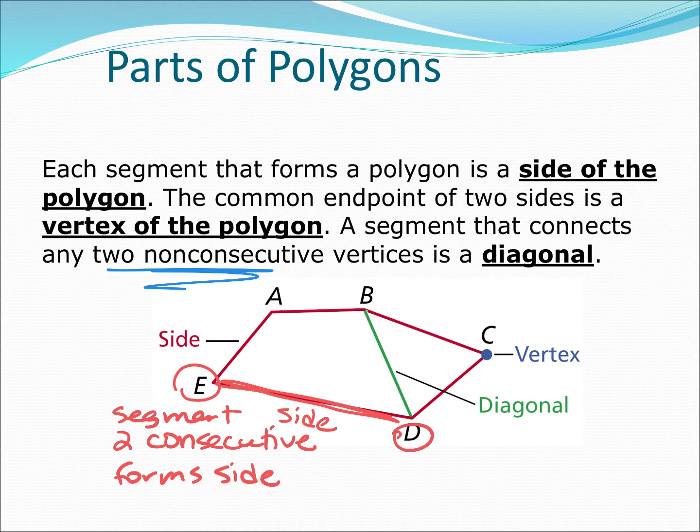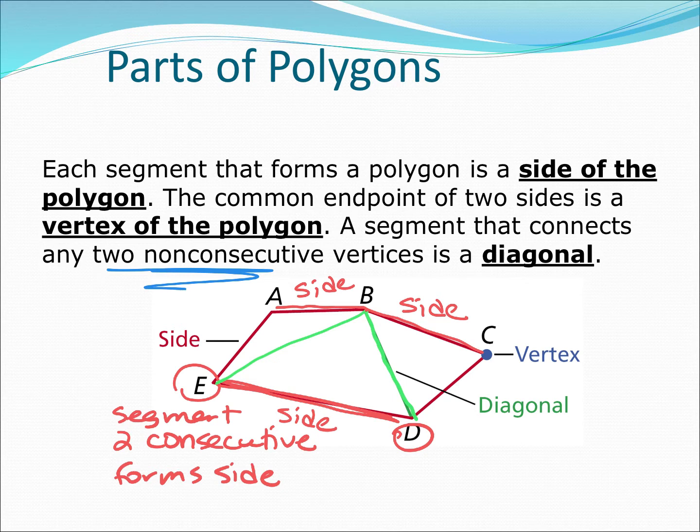So right here I have a diagonal that's going from B to D because B and D are not consecutive vertices. I could also draw another diagonal from B to E. But when I draw it from B to A, that's consecutive, and this is a side. It's not a diagonal. Or if I go from B to C, this is also a side of the polygon.